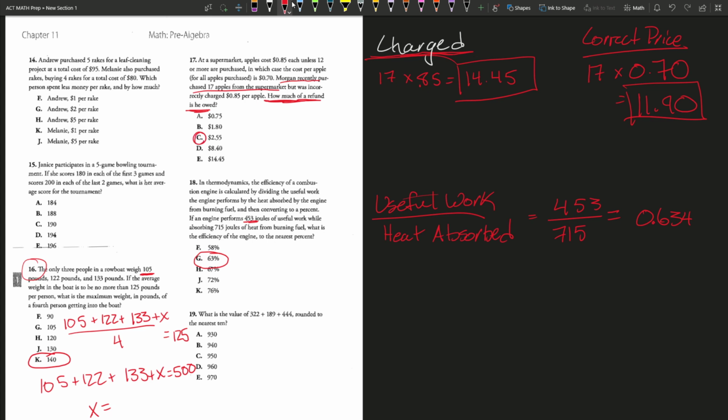Yes. Okay, so this one is a little bit trickier because there's a lot of things happening. There's a lot of if-thens. If you buy 12 apples or less, it's 85 cents. If you buy 13 or more, it's 70 cents per apple. And then you have to compare. So there's really 3 steps to it. But does that answer make sense? Okay.